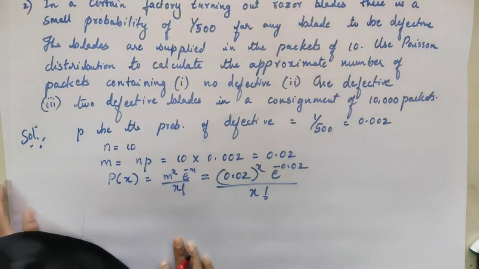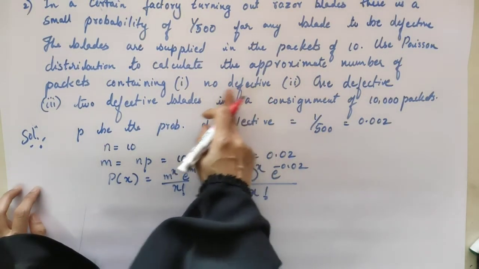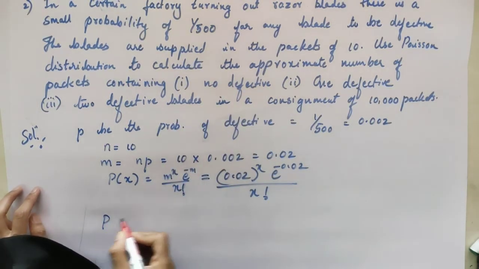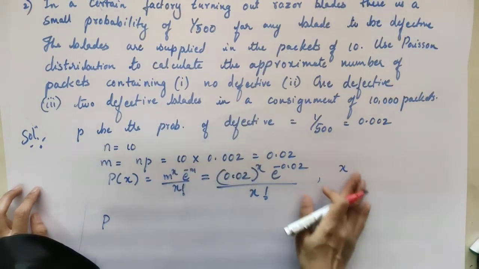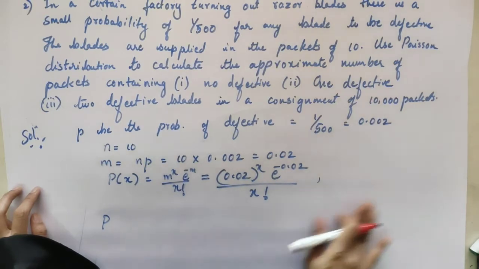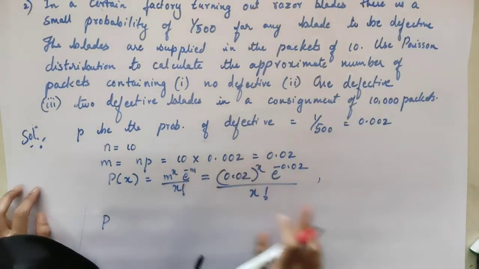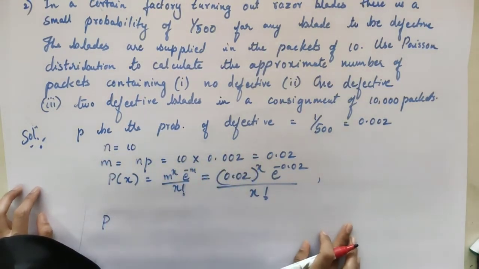Okay, now let us work one by one. No defective. Let us work for P of x is equal to 0. Here x is denoting the number of defective blades, because P is considered to be the probability of a defective blade.